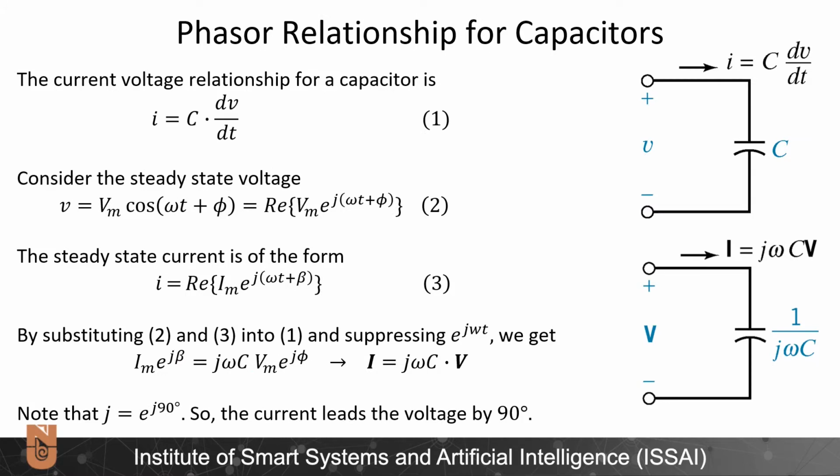And now the same for the capacitors. The constituent relationship for a capacitor is given by I is equal to C times dV over dt. And if we do the same analysis with a steady state voltage and current, I end up with I is equal to j omega C times V. So in other words, again, the relationship between the current and voltage depends on the frequency. And the current leads the voltage by 90 degrees because of the multiplication with j, because j is equal to e to the j times 90 degrees.